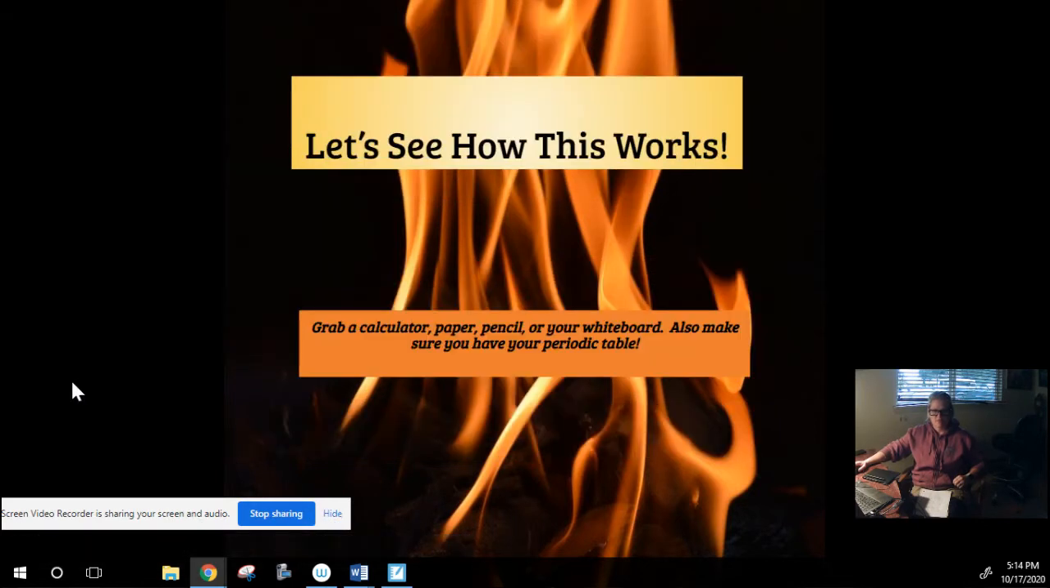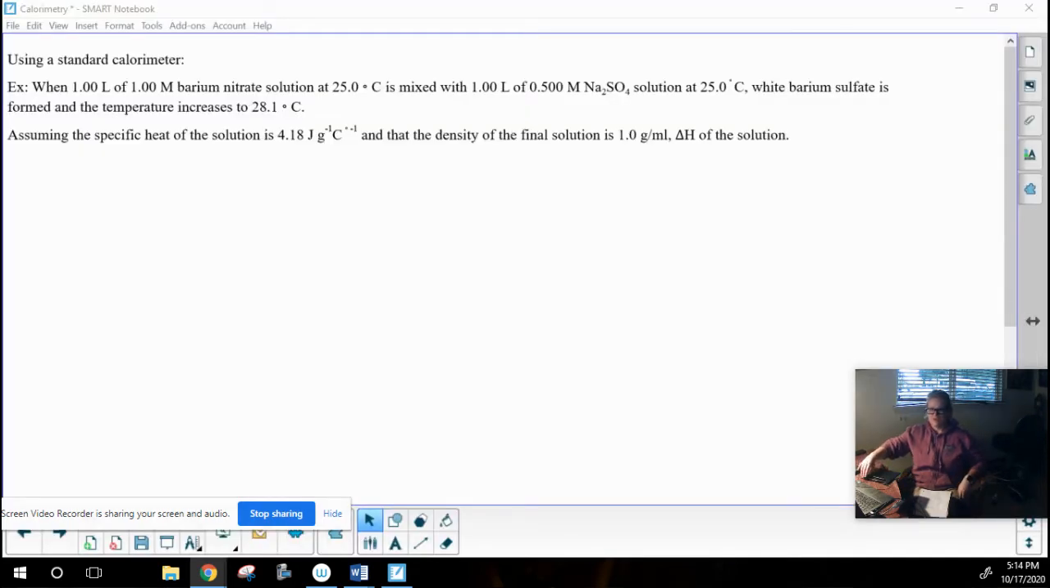Okay, so let's see how this works here. This is going to be one of those really great questions where we tie in some solution stoichiometry. We're going to tie in balancing equations and limiting reactants, all with this calorimeter type of problem.